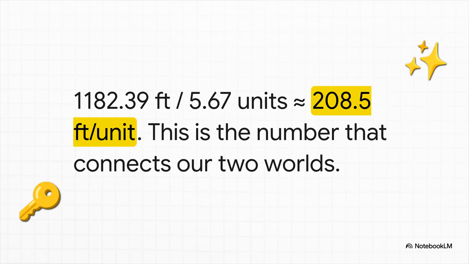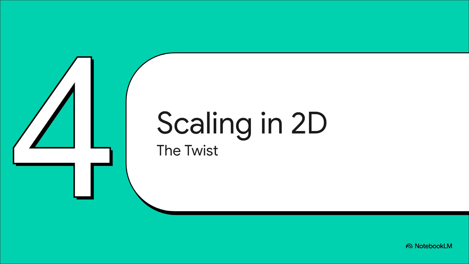And the math here is actually super simple. All you do is divide the real distance by the model distance. And what do we get? We find out that one single GeoGebra unit is equal to about 208.5 feet. This right here, this is our code breaker. This number connects our two worlds. All right, we've got our conversion rate, so we're done, right? We just multiply the area and call it a day?